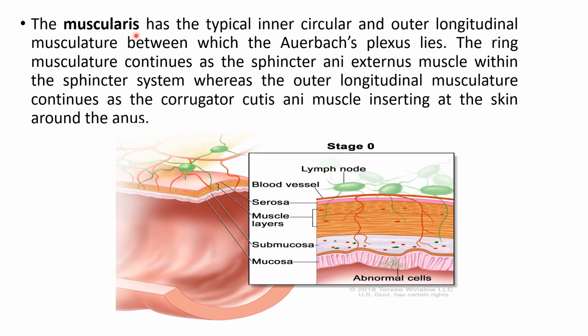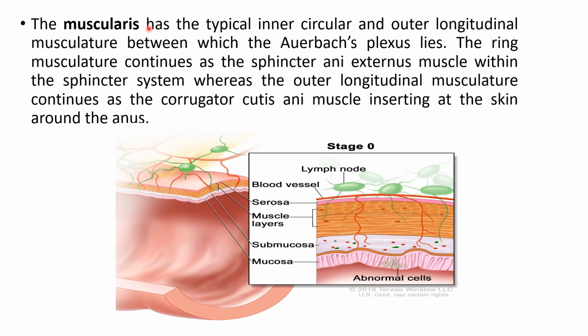The third layer is the muscularis layer. It has typical inner circular and outer longitudinal musculature between which the Auerbach plexus lies. This is the muscle layer. It has a circular and a longitudinal layer. Between these two layers, another group of plexus called the Auerbach plexus lies. The ring musculature continues as the sphincter ani internus muscle within the sphincter system, whereas the outer longitudinal musculature continues as the corrugator cutis ani muscle inserting at the skin around the anus.